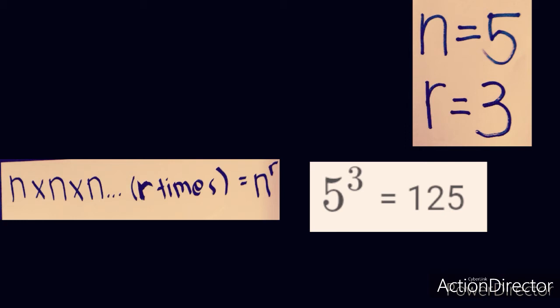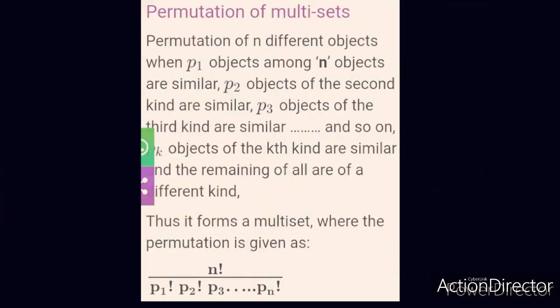For the permutation of n different objects, when p sub 1 objects among n objects are similar, p sub 2 objects of the second kind are similar, p sub 3 objects of the third kind are similar, and so on, and p sub k objects of the kth kind are similar, and the remaining are all of a different kind, thus it forms a multiset where the permutation is given as n factorial over p sub 1 factorial times p sub 2 factorial times p sub 3 factorial until p sub k factorial.